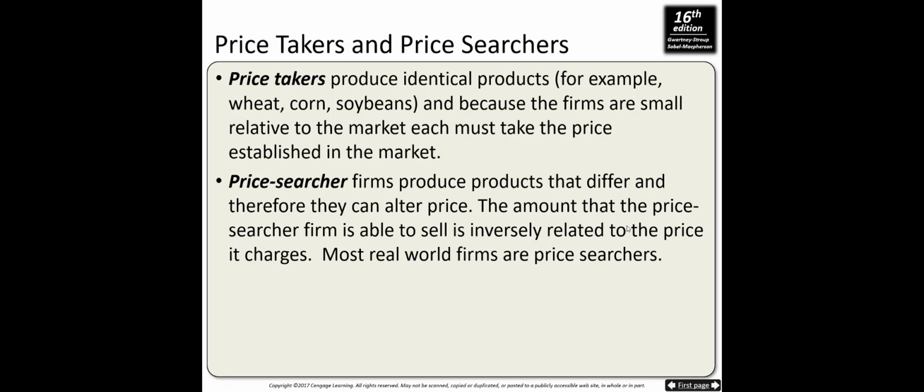Price takers produce identical products, for example wheat, corn, soybeans, and because the firms are small relative to the market, each must take the price established in the market. So here the key point with the price takers is the identical product. There are not many examples in the economy for price takers, but agricultural commodities is a very good example.